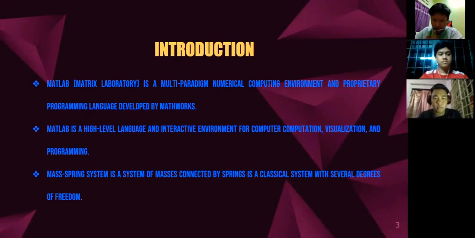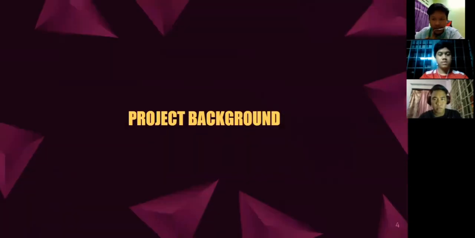And a little bit of introduction about our engineering problem. A mass-spring system is a system of masses connected by springs. It's a classical system with several degrees of freedom. Since our engineering problem is related to mass-spring, I introduced a little bit about the mass-spring system. So next, we move to the project background. I will pass to Muhammad Aiman.